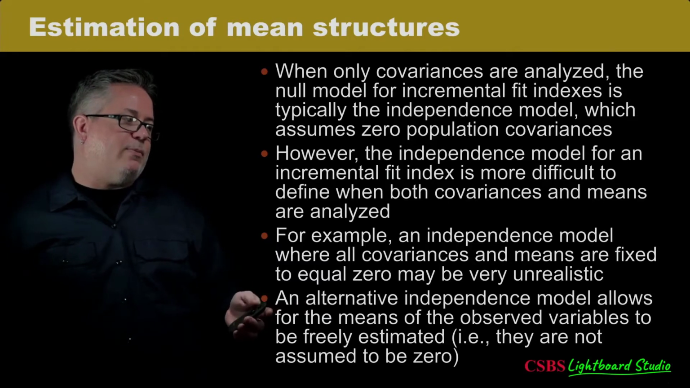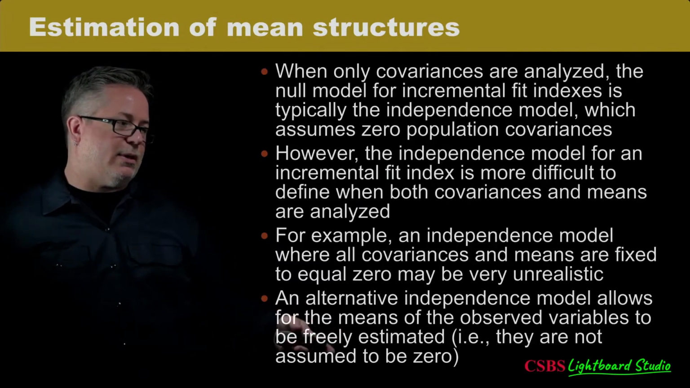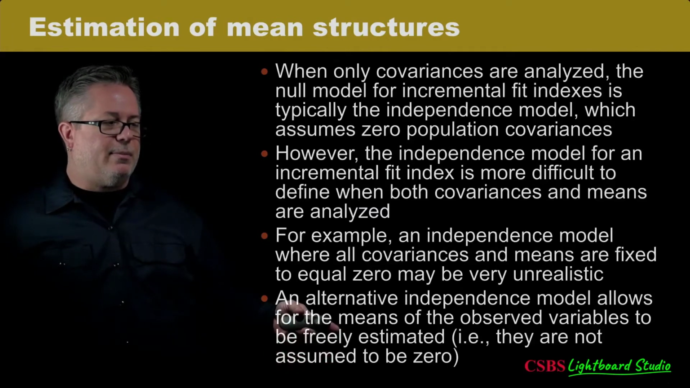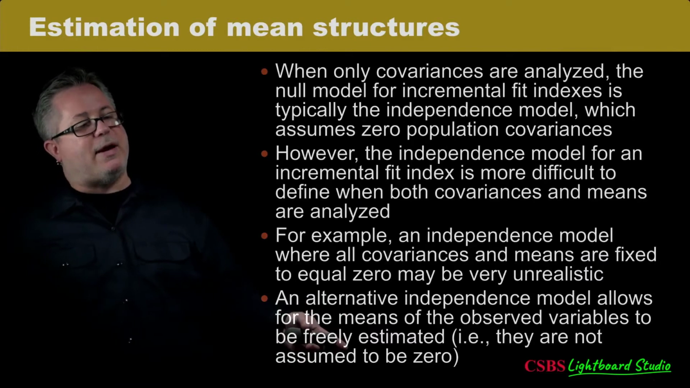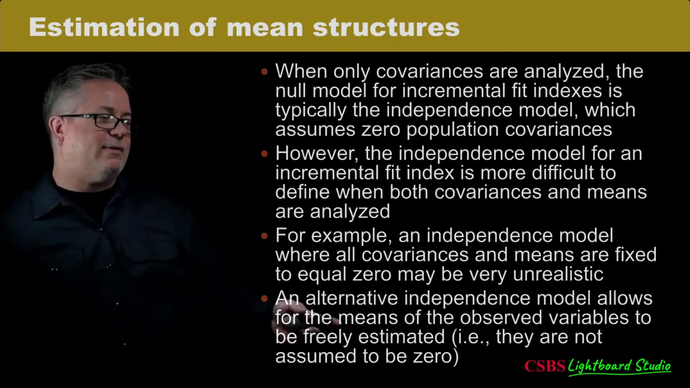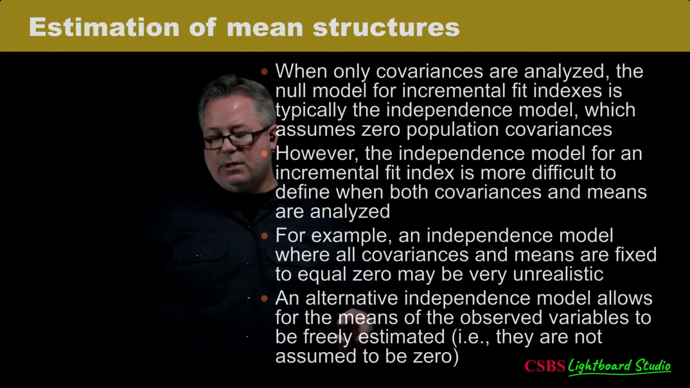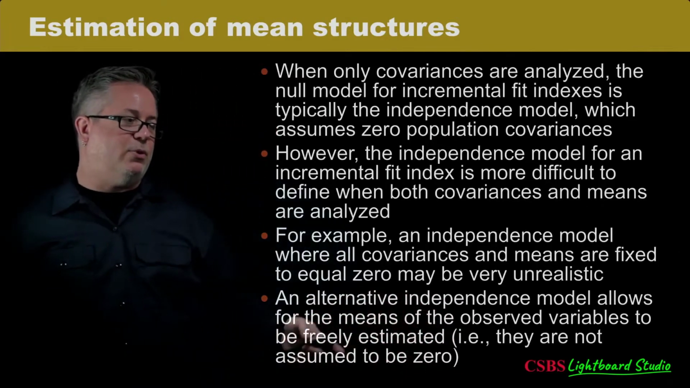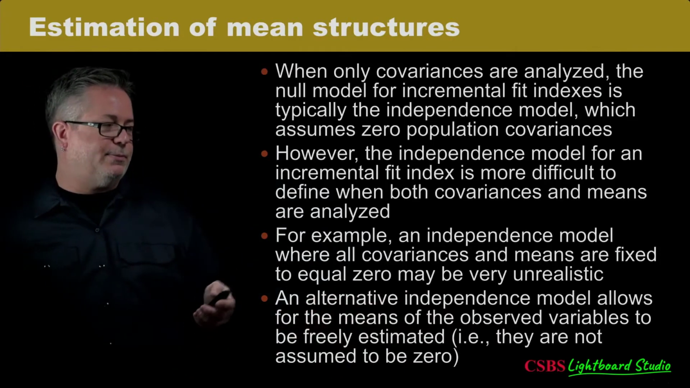An alternative independence model allows the means of the observed variables to be freely estimated, so they are not assumed to be 0. But again, it's not really clear whether we should do this. Is there some fixed value for the means we should compare our means to? It's not really clear how exactly the means would fit into those relative fit indices where you have to use an independence model to establish the worst fitting model.